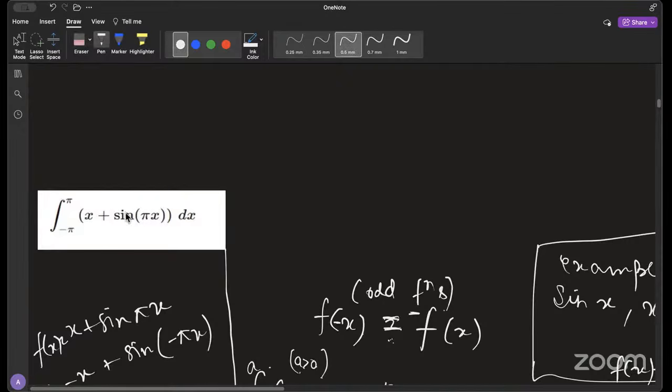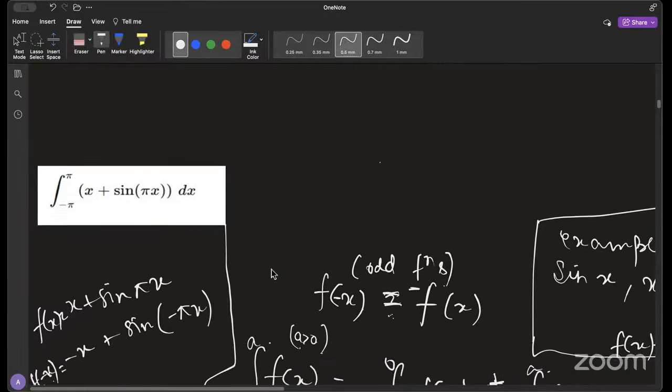That's a simple integration. Integration of sine pi x and integration of x. This will be x squared by 2. Then this will be cos pi x with a negative sign, and then a pi here. That's it. And then you have to apply the limits from minus pi to pi. That's what you have to do if you're doing it the usual way.